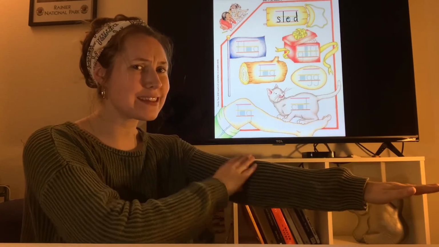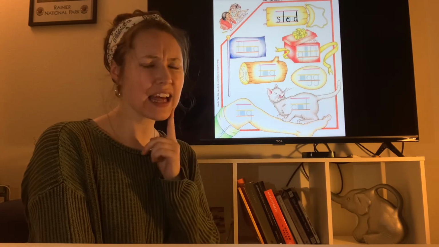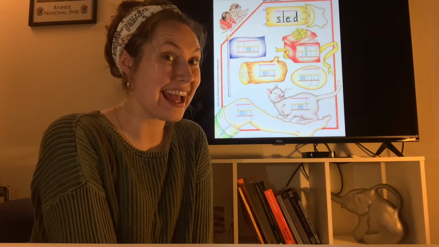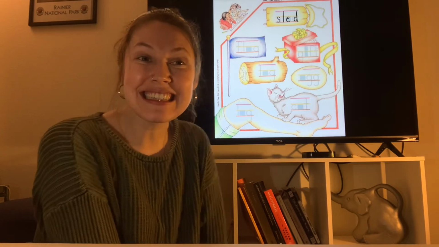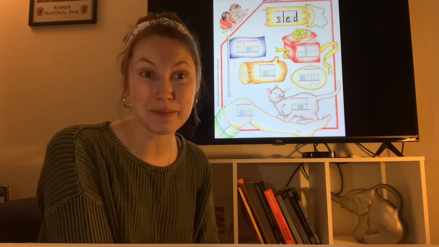So it sounds like we're missing an a sound in the middle. What letter says a, like in apple or Alf? That's right, it's letter A. So we need to trace our letters and then put a letter A in the box.